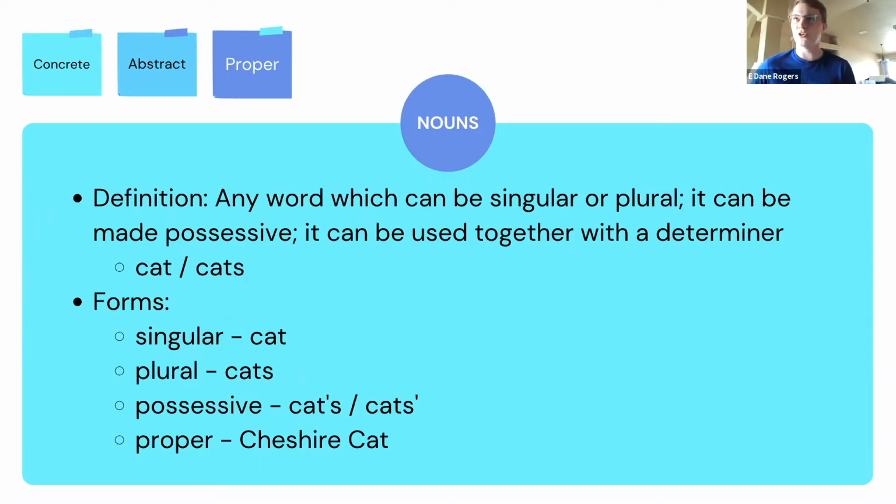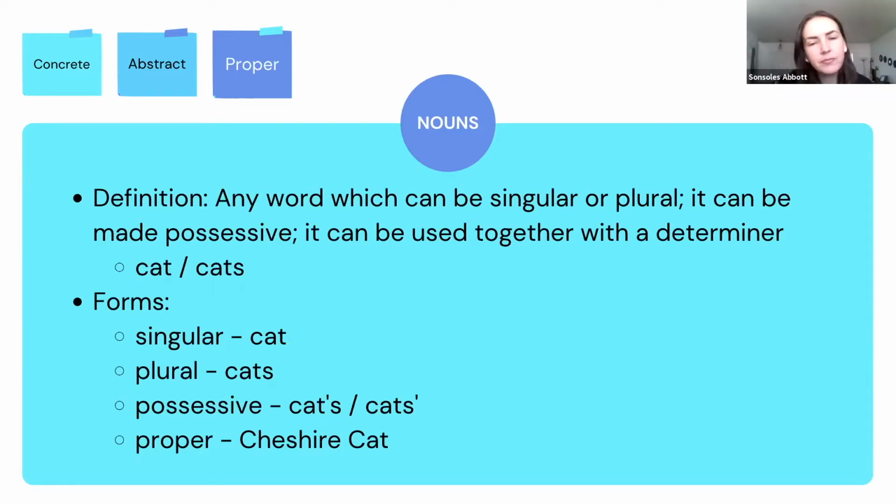Is determiner a new word for you in grammar? It's the same in Spanish, and the classification we do to open and closed, and concrete, abstract, and proper too. Perfect. Okay, then this is not going to be a surprise to you. Then a determiner is going to be giving us the context of the noun. How does it function in the discourse, not necessarily the sentence itself.